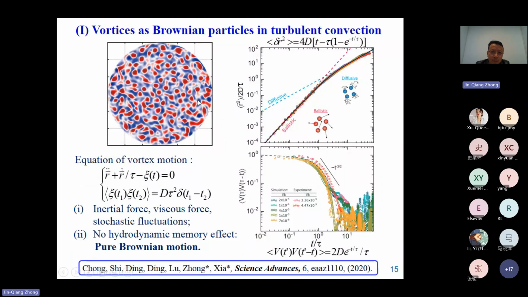In our vortex system, vortices are viewed as coherent structures like particles. When they move in a background of turbulence, the reacting force from the surrounding fluid is dominated by turbulent fluctuation that can be modeled by random noise. So in this system, there's no hydrodynamic memory effect. The motion of the vortices is well described by the Langevin equation that consists of the inertial force, the viscous force, and the random force originated from the background turbulence. For this reason, we found the mean square displacement undergoes a sharp transition from the ballistic regime to the diffusive regime. We further find that the velocity correlation function decays as a pure exponential function. These results suggest that the vortex motion we observe is a pure Brownian motion.